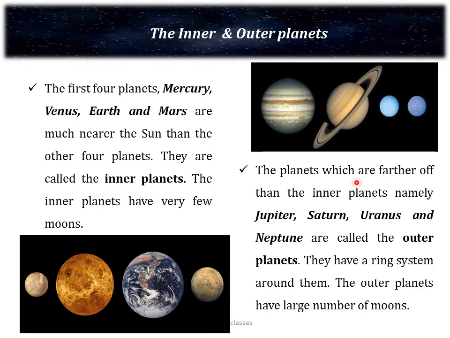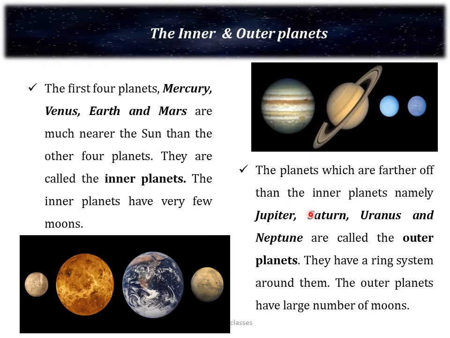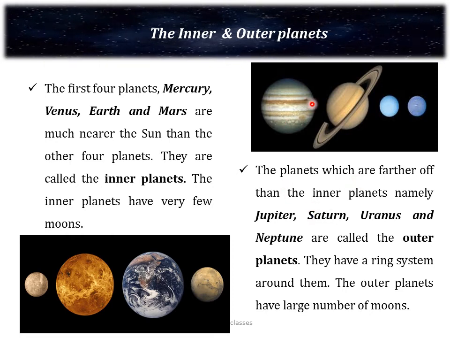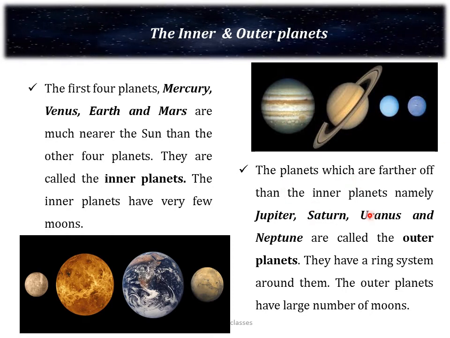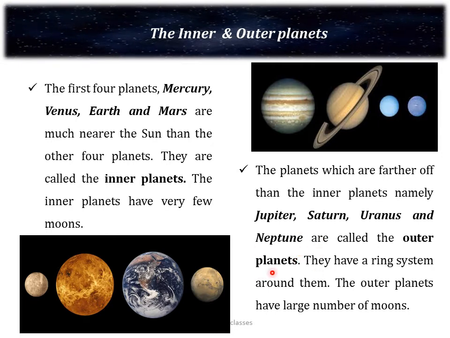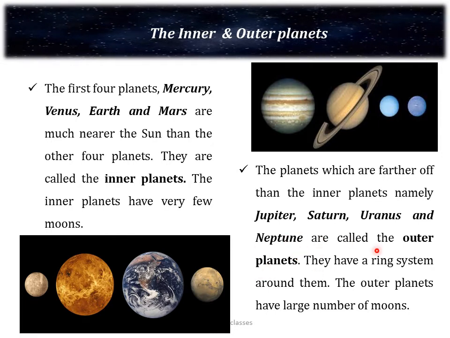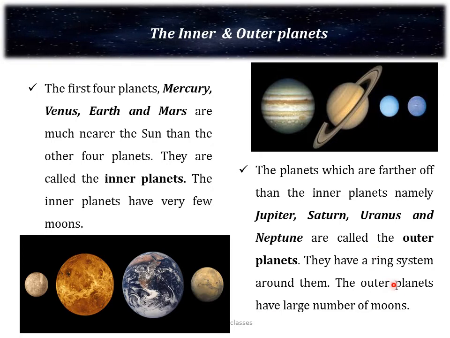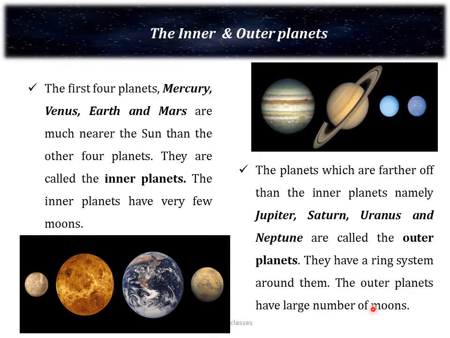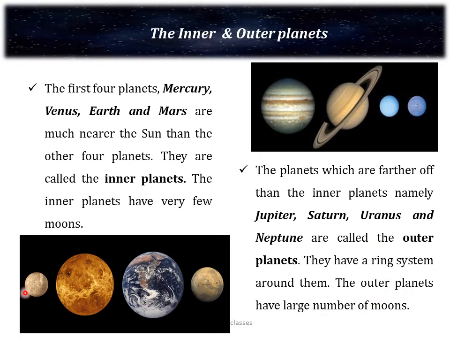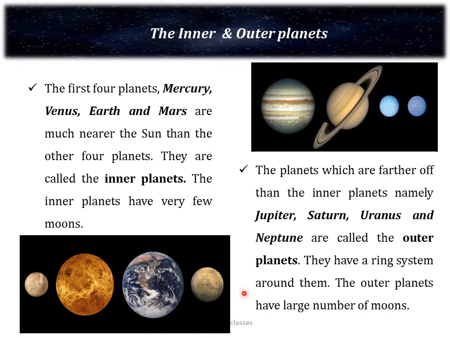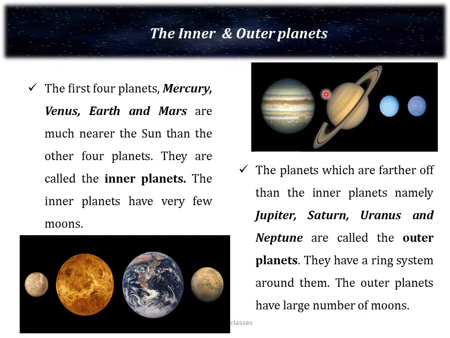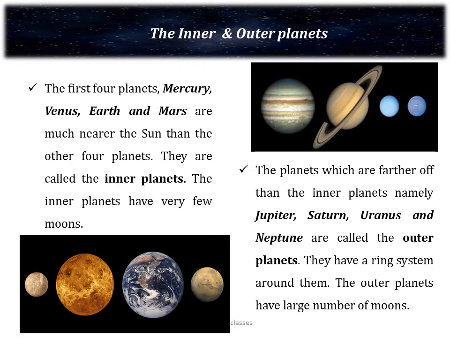Now the planets which are farther off than the inner planets, namely Jupiter, Saturn, Uranus and Neptune, are called outer planets, and they have a ring system around them, and the outer planets have a large number of moons as well. So the inner planets are Mercury, Venus, Earth and Mars. Outer planets are Jupiter, Saturn, Uranus and Neptune.